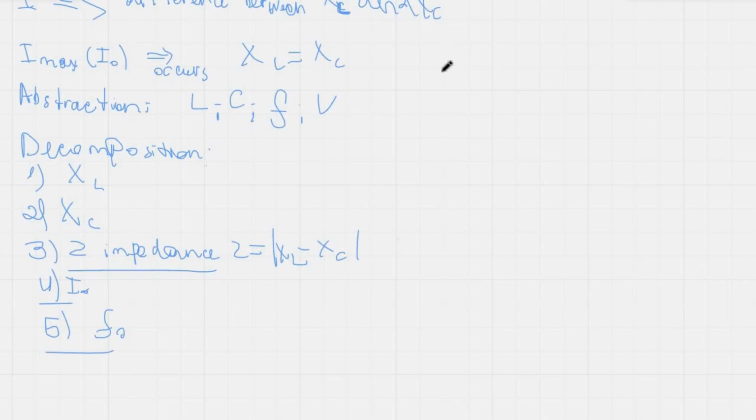So, inductive reactance. Let me change the color of it. First, how will we find it? We will multiply the angular velocity by the inductance. How to find the angular velocity? Well, we know that angular velocity is 2 pi multiplied by frequency. It's a given frequency, okay?